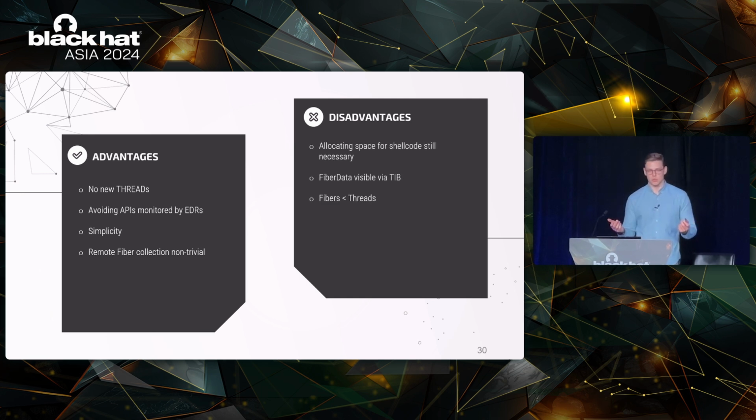The disadvantages, well, we still need to allocate space for our shellcode to store, and there's actually an artifact inside the thread information block, which is inside the thread environment block, a standard Windows data structure, known as a fiber data pointer. So that could potentially be used as an artifact. And on top of that, fibers in general are less common than threads, so there's less space to hide.